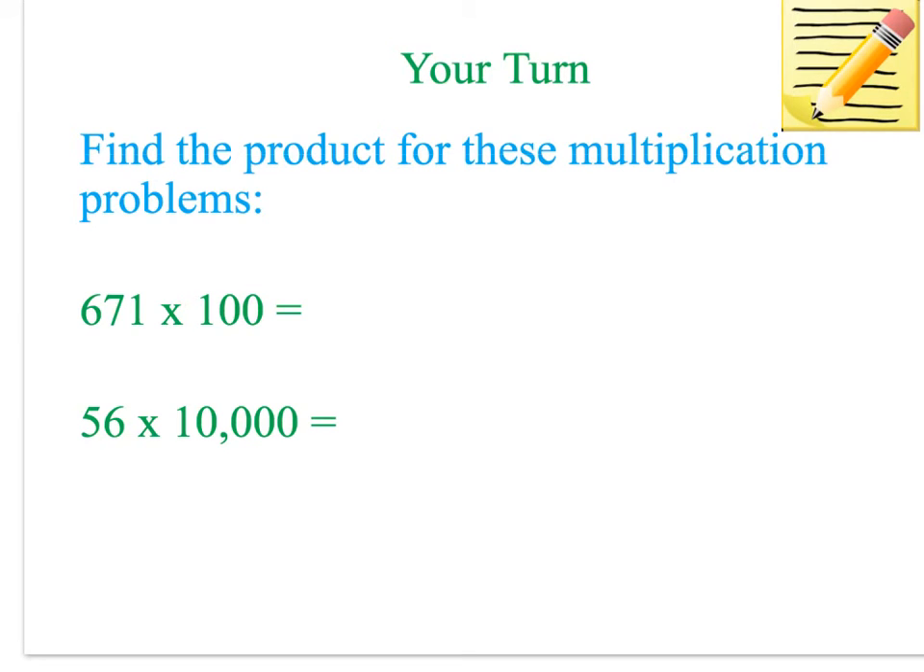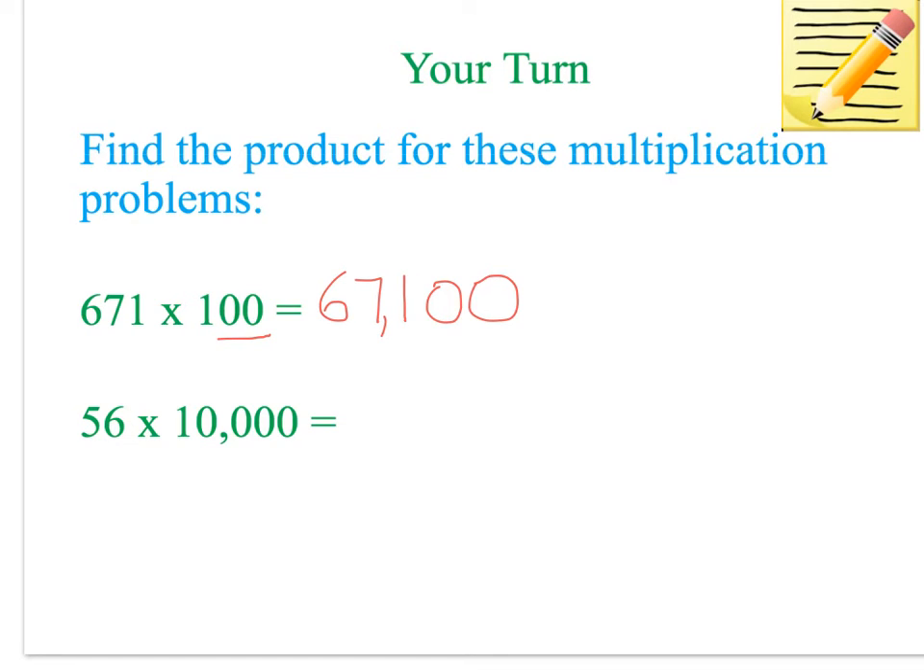Okay, these ones are the easiest ones. So we're at 671 times 100. Remember what I said? So it's 671, and because we're multiplying by the 1, it's just 671. And we're adding the number of zeros here, which is 2. So 67,100 is the answer you should have got.